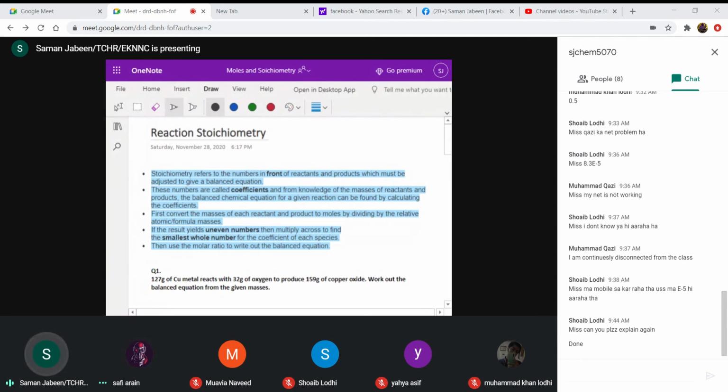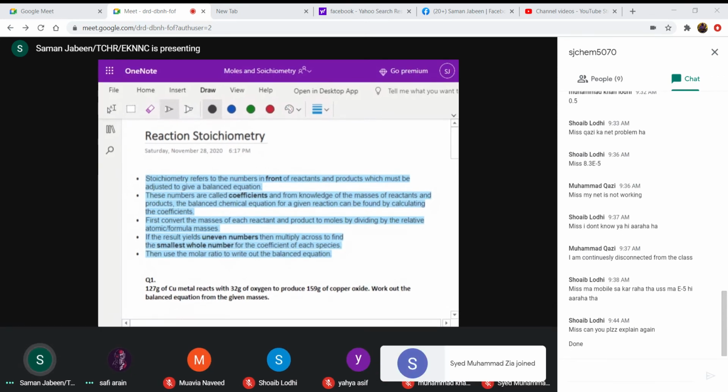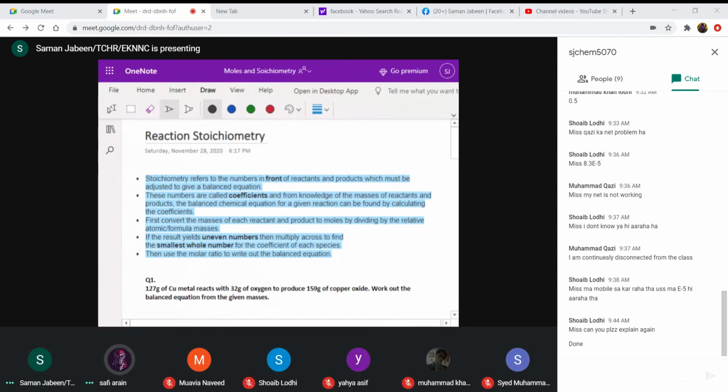Here we have metals and compounds, so you will use the AR for the elements and the MR for the compound. So 127 grams of copper. What is the AR of copper? 64. So 127 divided by 64. Find out the answer. It is 1.98, so 1.98 is approximately 2.